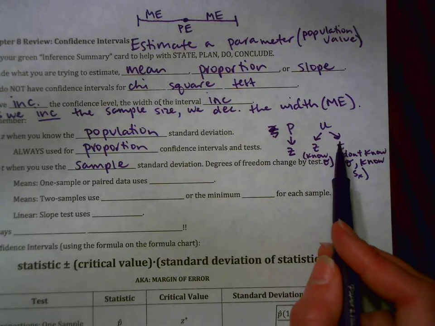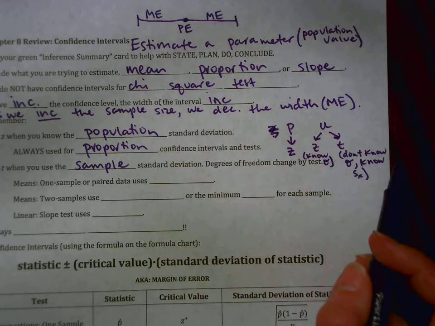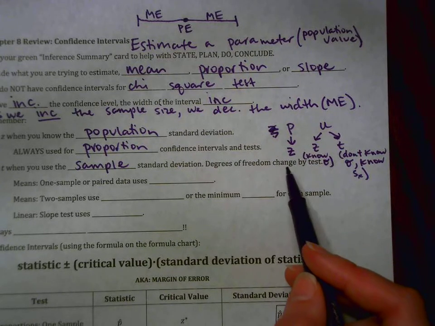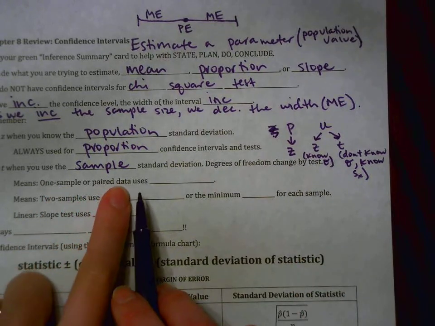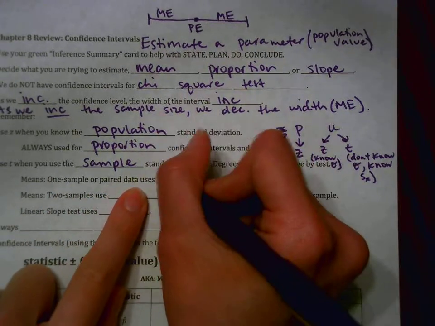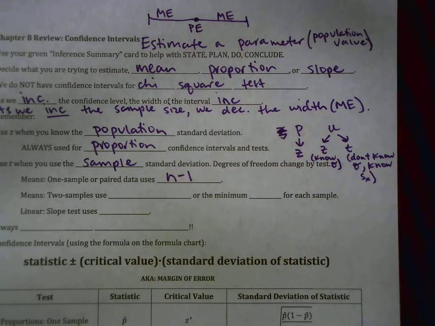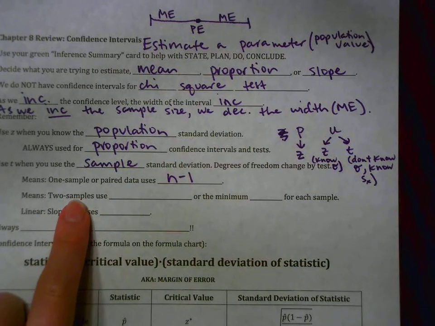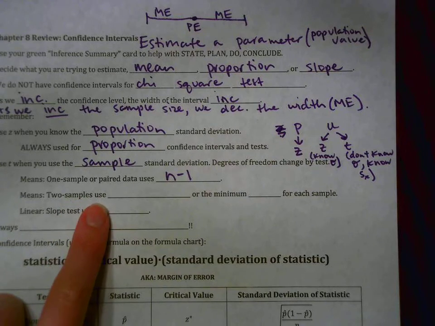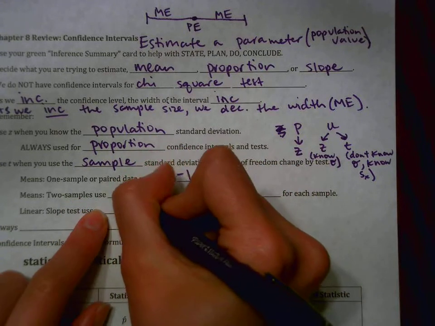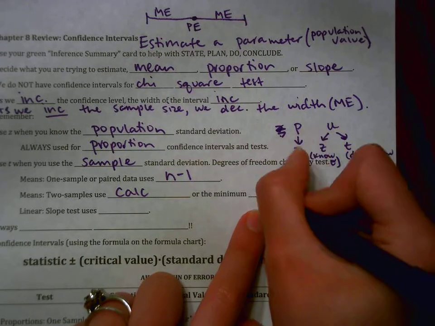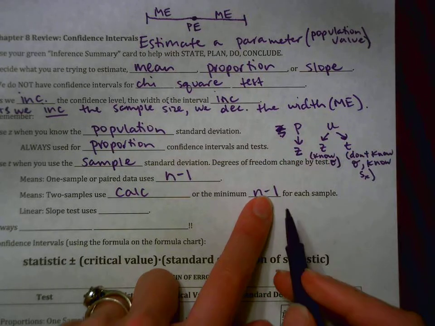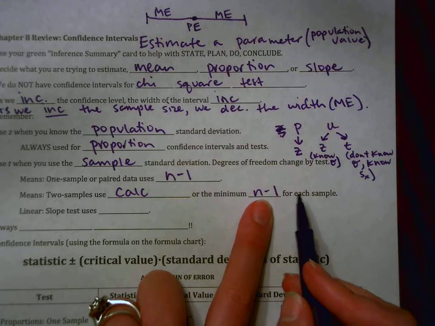And so if it's a T distribution or T interval, then you have degrees of freedom. So for your mean, if it's one sample or paired data, your degrees of freedom is n minus 1. If it's a two sample mean, then you use whatever the calculator gives you, because it's not going to be the same, or the minimum n minus 1, because you have two different samples, so you take the smaller n minus 1 from the samples.